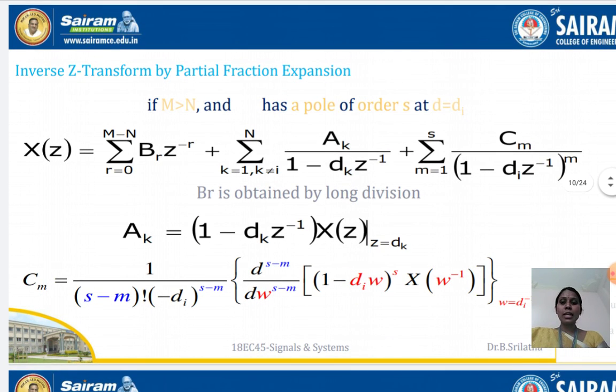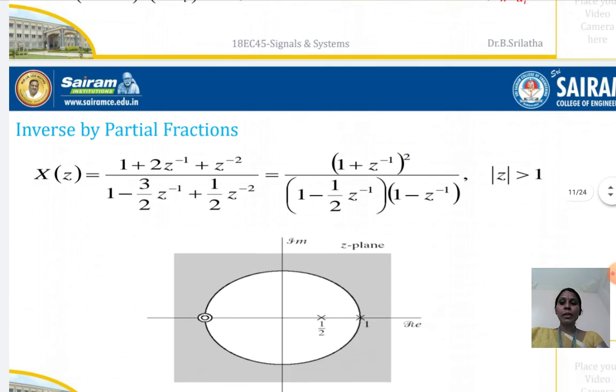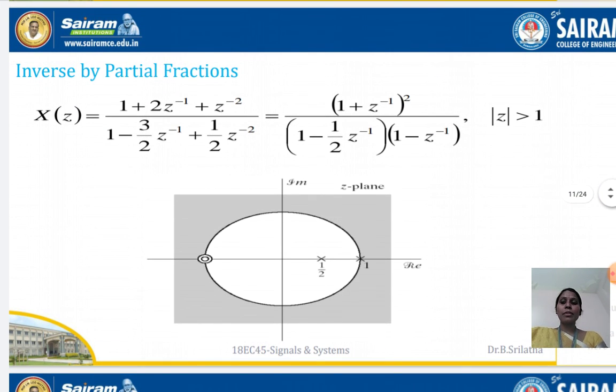So this is the example. Here both the numerator and denominator degree are the same, so we have to divide the numerator by the denominator and write it as a constant plus a remainder over the denominator. I am going to explain that with an example: inverse Z transform by partial fraction.